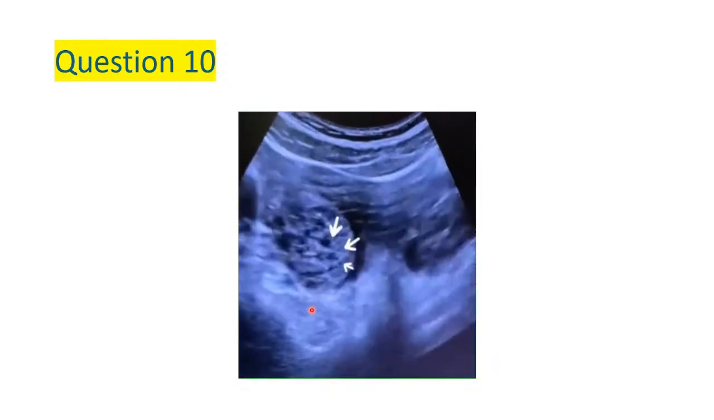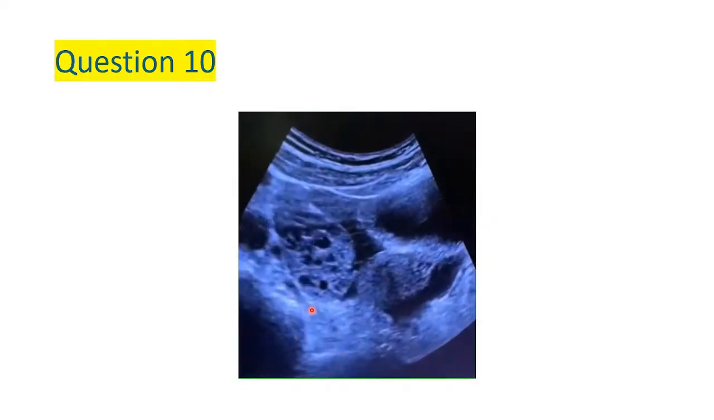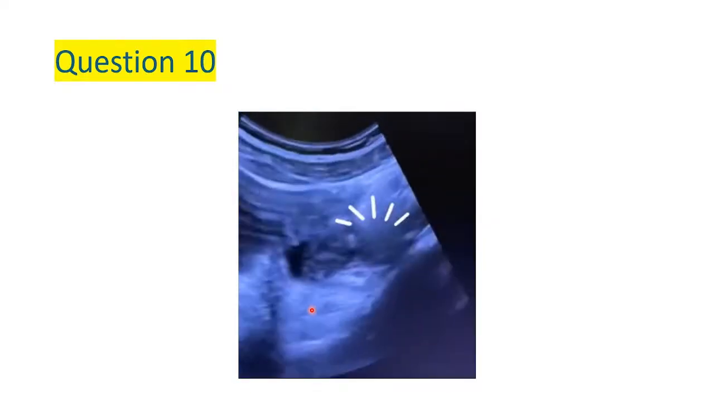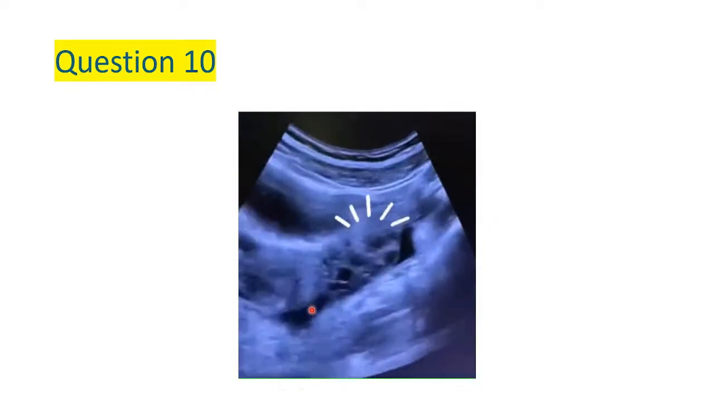It looks like a molar mass. So that is cystic degeneration of the ovaries secondary to, or a sequel to, ovarian torsion. That's degeneration that happens when there's a torsion.